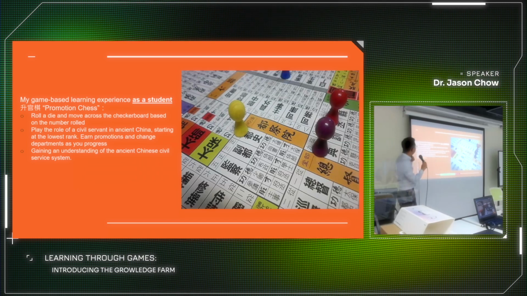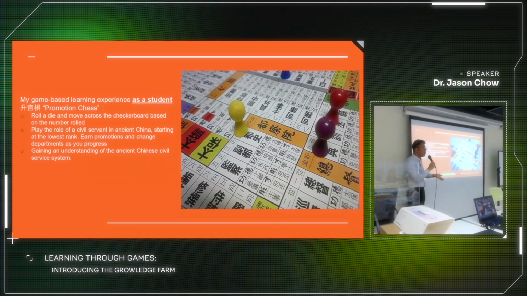What we did is that we rolled a dice, and then we moved across the checkerboard based on the number rolled, just like many other chess games. In this game, we play the role of a civil servant in the ancient Chinese government. We start at the lowest rank, and based on the number we get from the dice, we earn promotions and change departments as we progress.